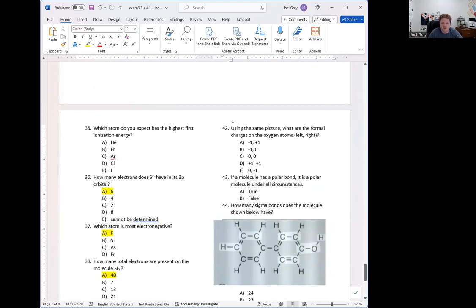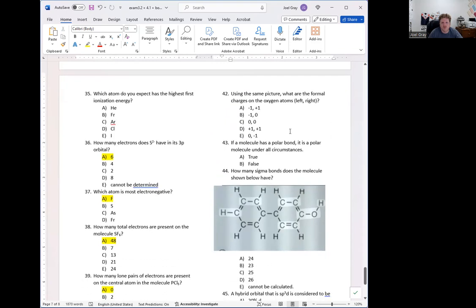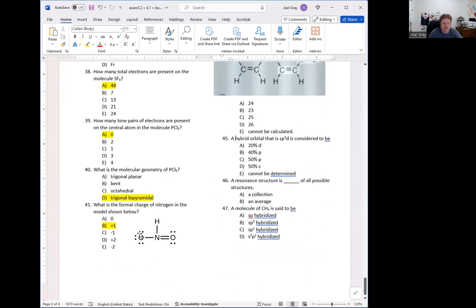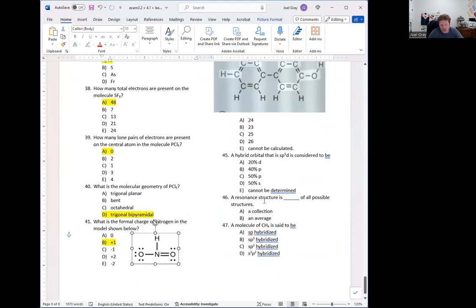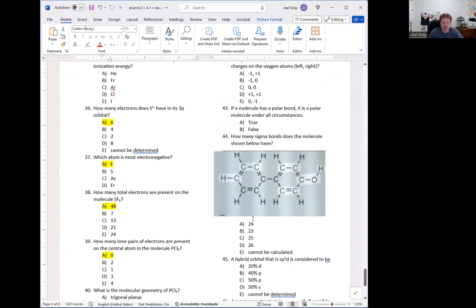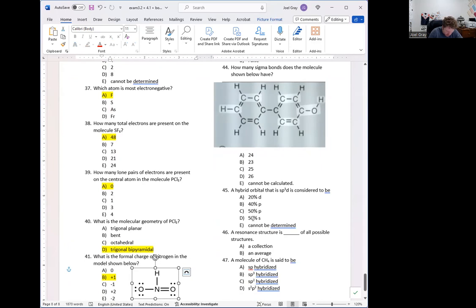Number 42. Using the same picture, what are the formal charges on the oxygen atoms reading from left to right? Well, when you have an oxygen atom that has a single bond to it, that's going to be an atom with a -1 charge. Oxygen likes to have 2 bonds and 2 lone pairs of electrons. So this is going to be -1 and 0. So B is our correct answer for 42.